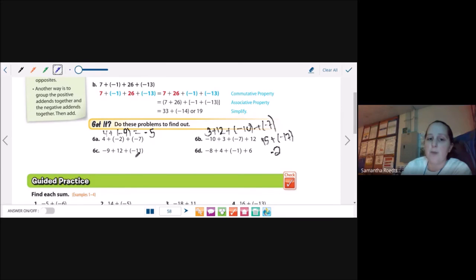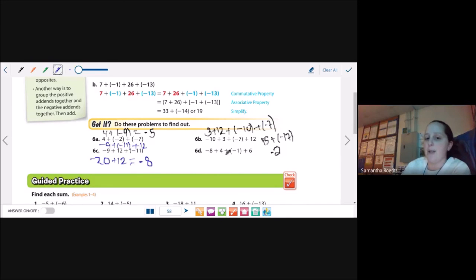For C, -9 plus 12 plus -11, I'm going to group my like signs together. Okay. -9 plus -11 are the same signs, and they equal 20, so that's -20 plus 12. Now they're different signs, so I subtract them. 20 minus 12 gives me 8. 20 is the larger number, 20 is negative, so my answer is also negative.